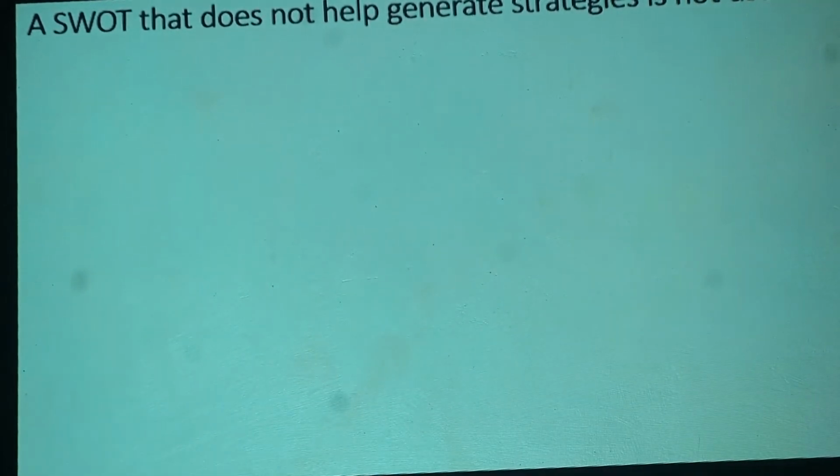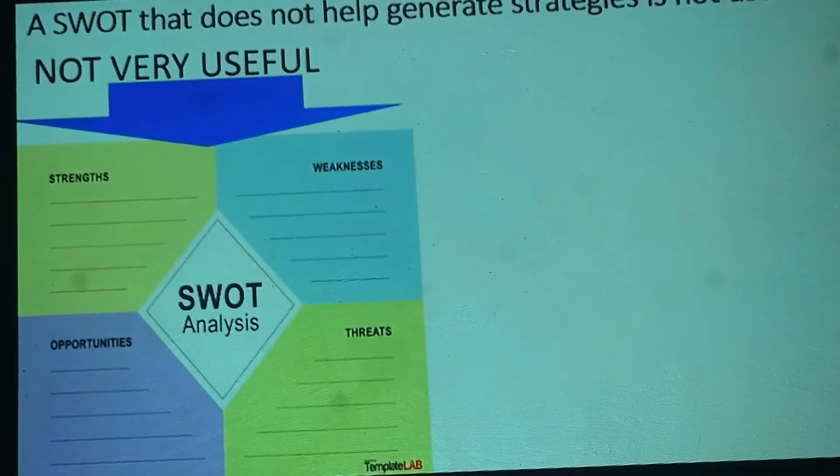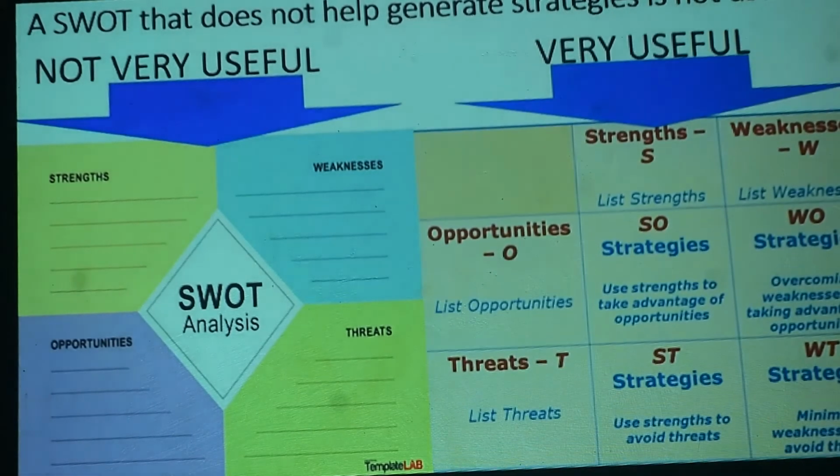Now, a SWOT that does not help generate strategies is not useful. I have seen strategic planners doing a SWOT just like this one. This is not very useful. Just listing the strengths, the weaknesses, the opportunities, and then the threats, like this template shows, does not help much. The key objective of SWOT analysis is to help identify a strategy that can be implemented. And therefore, this is a useful structure of SWOT.